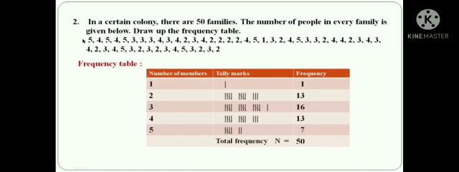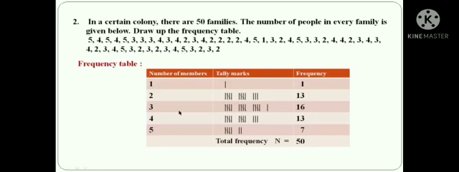Now again, for the frequency table, you have to draw 3 columns. The first will be number of members. In the second column, tally marks. And in the third one, you write frequency. Let's begin with the number 1. How many times has 1 been repeated in the data given? Only once. So you will draw 1 tally mark and in the frequency, you will write 1.